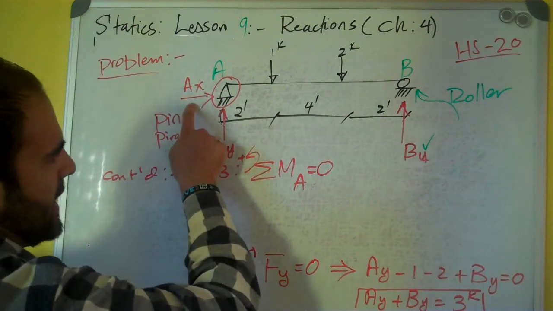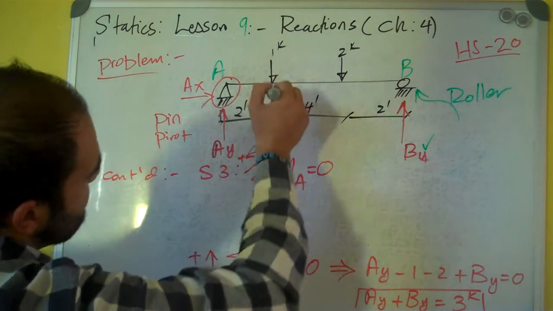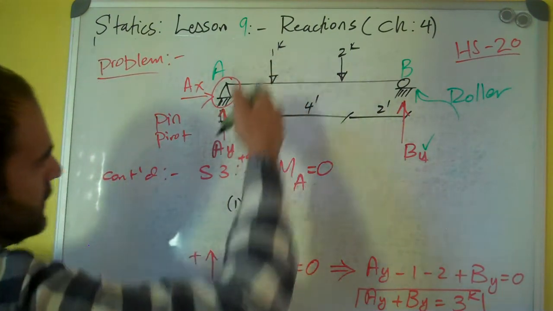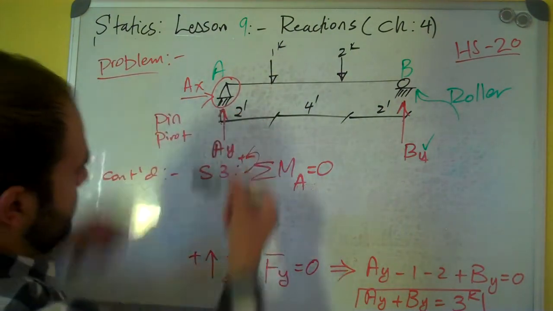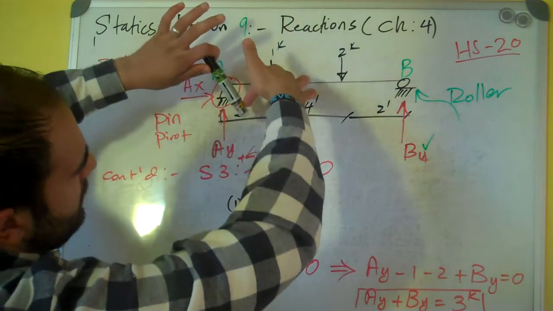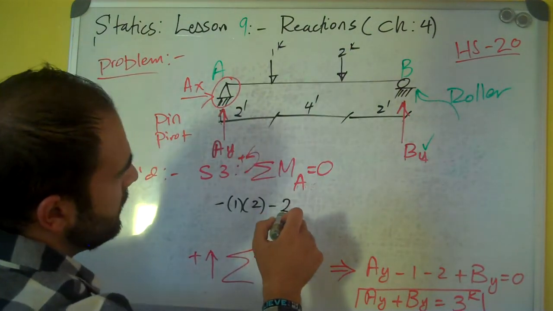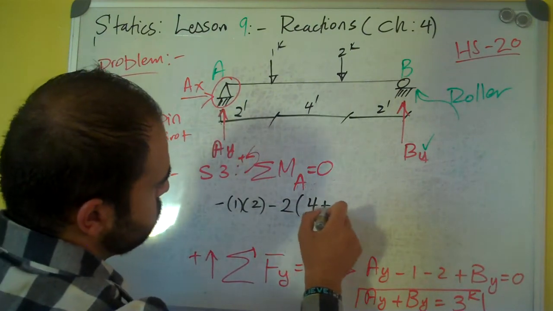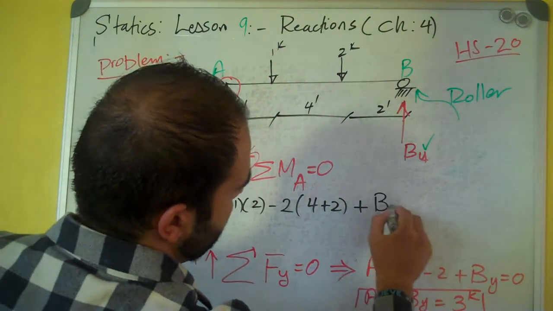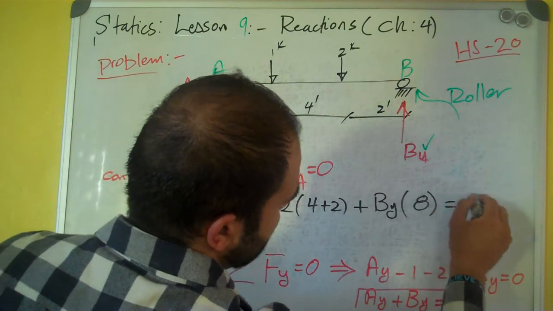In reality, for this problem, it doesn't really matter, because we don't have really x, it's 0. So we've got negative 1 times 2, don't forget, here's your A, here's your 1, clockwise, minus, similar with the same thing, 2 times 4 plus 2, and plus BY times 8 equals 0.